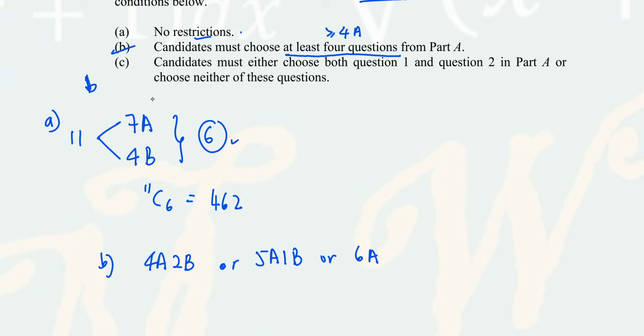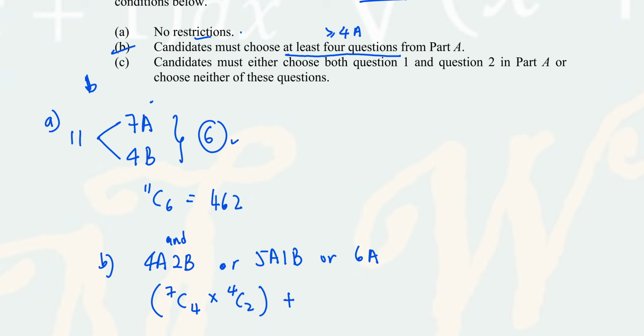Okay, so there are 7 questions from A, and I need 4 only. So that means it will be 7C4. And at the same time, I need to choose 2 questions from B so that it will be a total of 6 questions. So remember, in this case it means times. And then I need 2 from 4, so it will be 4C2. So this is the working for the number of selections when you choose 4 A's and 2 B's.